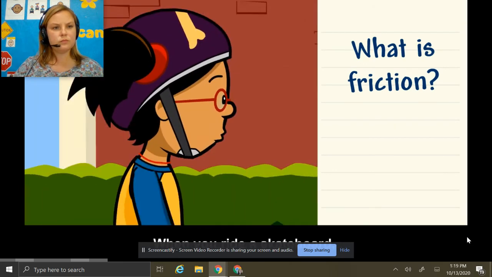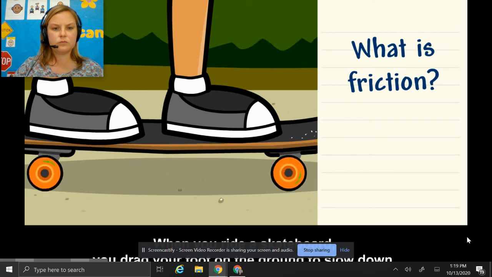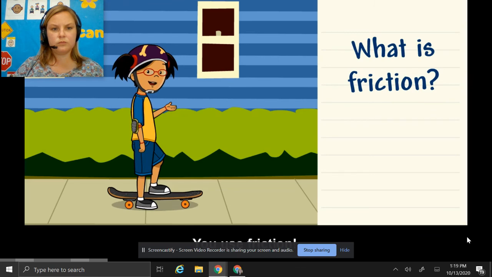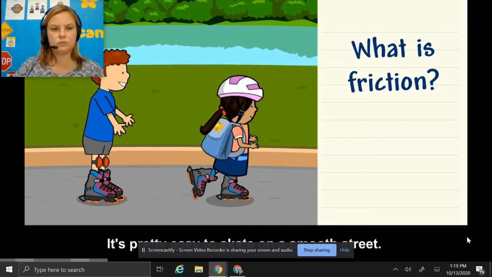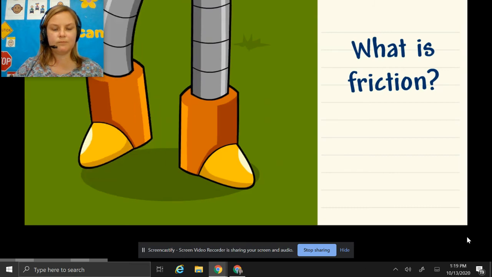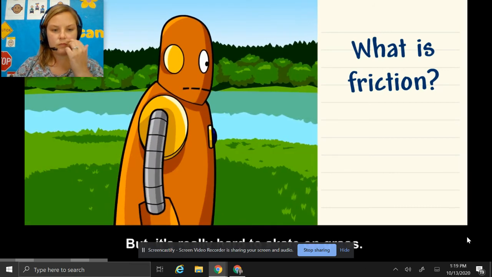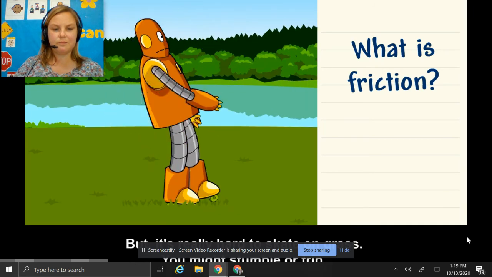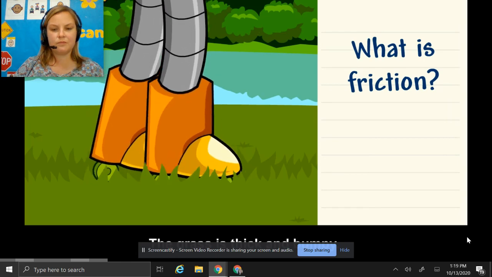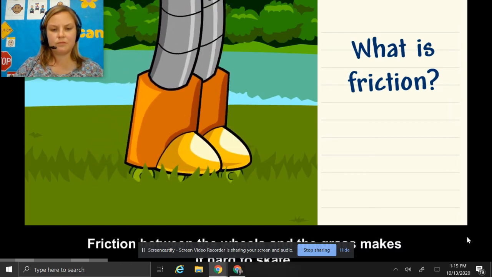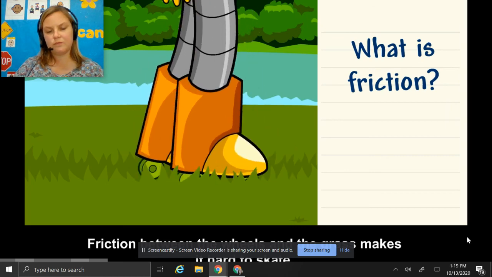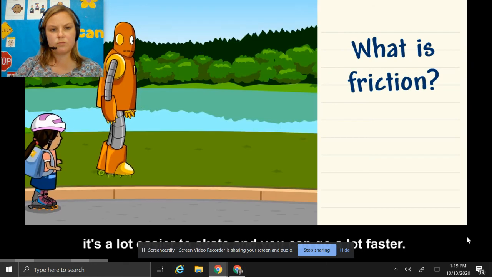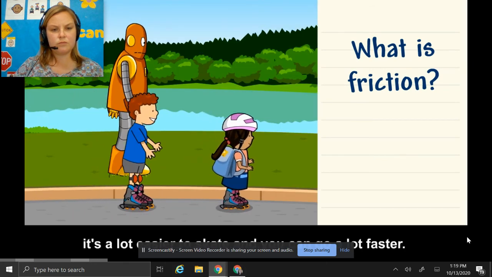When you ride a skateboard, you drag your foot on the ground to slow down. You use friction. It's pretty easy to skate on a smooth street. But it's really hard to skate on grass. You might stumble or trip. The grass is thick and bumpy. Friction between the wheels and the grass makes it hard to skate. Since there's less friction between the wheels and the smooth street, it's a lot easier to skate, and you can go a lot faster.